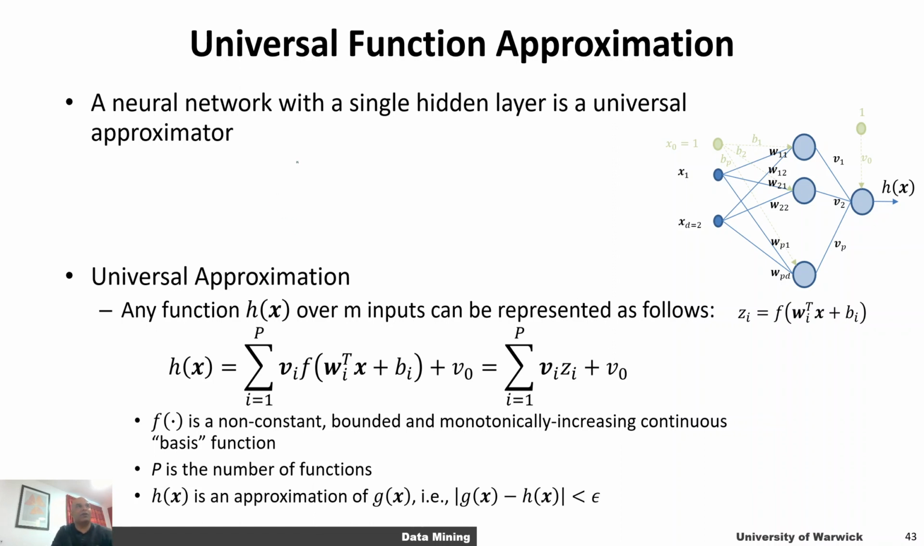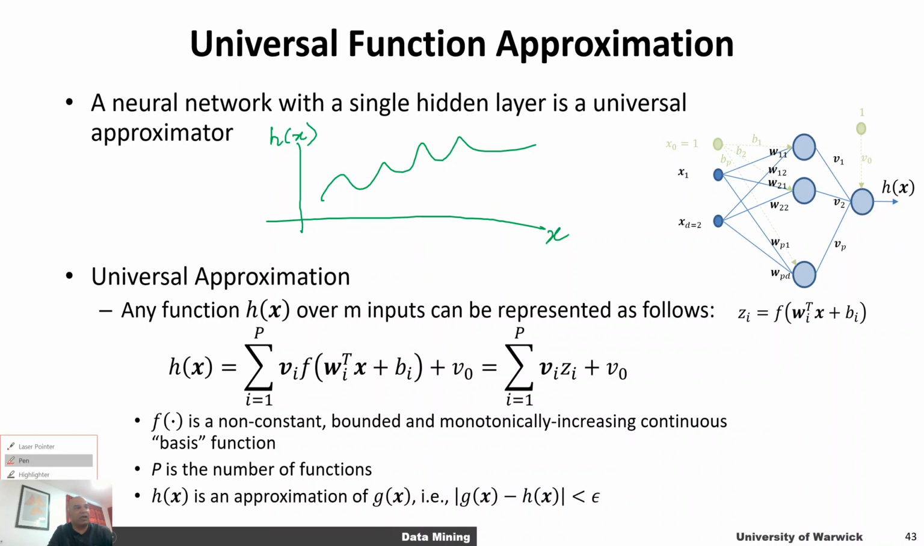So let's say you've got a function of a single variable. Let's say you've got a variable x, the independent variable, and then a dependent variable, or a function, h of x, and let's say you've got a function like this. Now, what this theorem states, we're not going to do the proof, but we're going to understand its implications. What this essentially says is that you can make a neural network that can approximate this function.